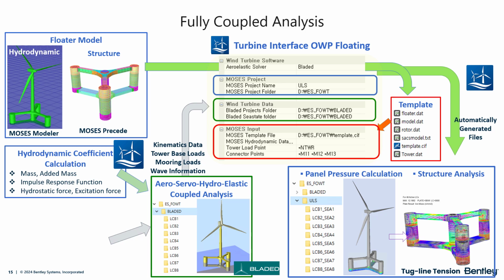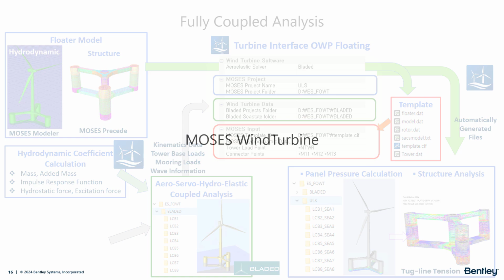And let me move on to the MOSES capability for floating wind turbines. The first feature I want to introduce is the integration with the AeroDyn solver. For your reference, AeroDyn is an aerodynamic analysis solver within OpenFAST, developed by the National Renewable Energy Laboratory in the United States. It is an open source code widely used in the industry. It is now integrated with MOSES, enabling our users to perform the coupled analysis with aerodynamics.